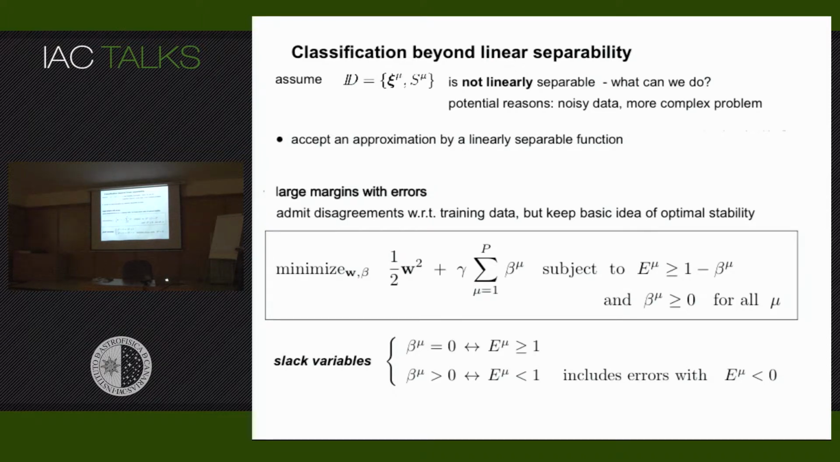That means if beta mu equals 0, then we are satisfying the good old constraint that we had. If beta mu is positive, then we allow for E mu that violate the constraint, and E mu that becomes smaller than 1, even negative, right? But of course, we don't want that, and we want to have as few violations of the constraints as possible, so we punish the violation of constraints by adding up all the beta mu that tell us how much the constraints are violated and add that to the cost function. So this is like a compromise between maximum stability, which we cannot find anymore, and allowing for errors, for disagreements with the training data. And the gamma here tells us how important the violations are compared to the minimization of the norm.